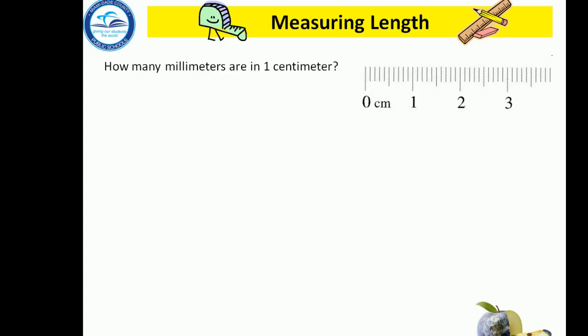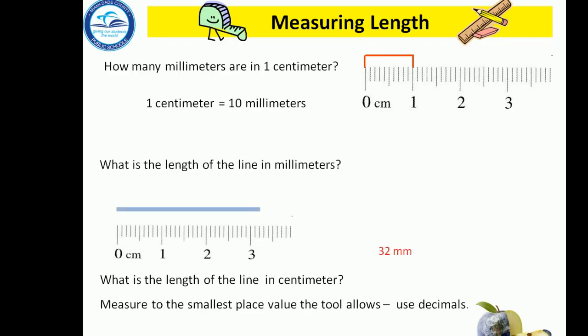So how many millimeters are there in a centimeter? Well, we've already talked about there are 10 little teeny millimeters in 1 centimeter. Now, the length of this line, if you'll notice, is 32 millimeters long because it goes just a tiny bit past it. So what is the length of the line in centimeters? It would be 3.2 centimeters. Remember to use the smallest place value.